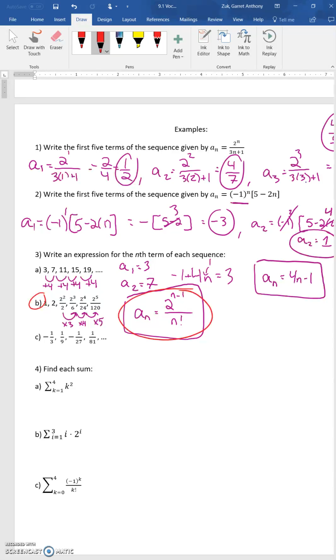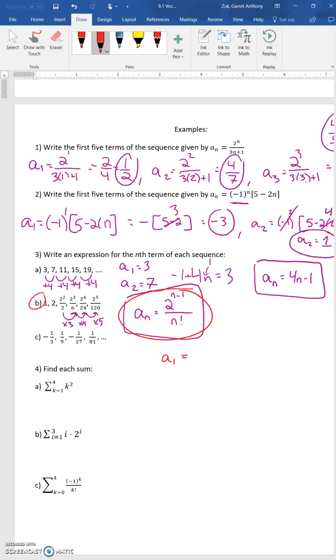And maybe you're saying, well, Mr. Zook, how do we know if that's right or not? Well, again, we always want to have a good way to check our work. So let's use this rule to start writing out the sequence, and make sure that it actually matches what it's supposed to.